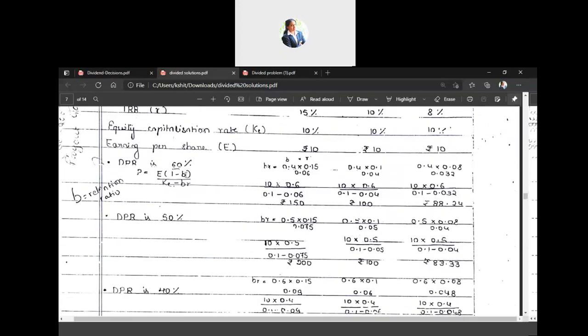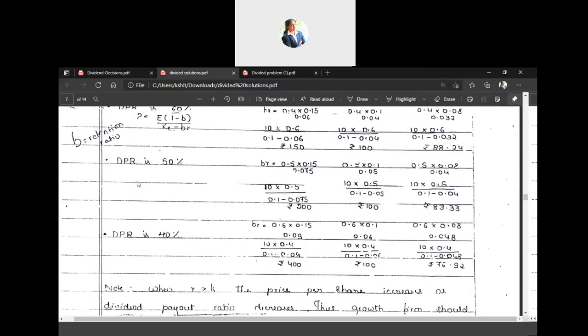And now taking into consideration the formula, and the dividend payout ratio which stands at 60%, 50% and 40%, and applying each of it in the formula, for a dividend payout ratio of 60%, for a growth firm, the price of the share shall be rupees 150. For a constant firm it is rupees 100. For a declining firm it is rupees 88.24. And when the dividend payout ratio is 50%, for a growth firm, the price of the share is rupees 200. For a constant firm, the price of share is rupees 100.